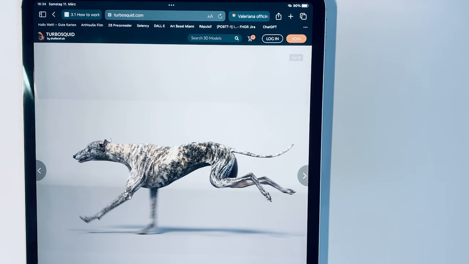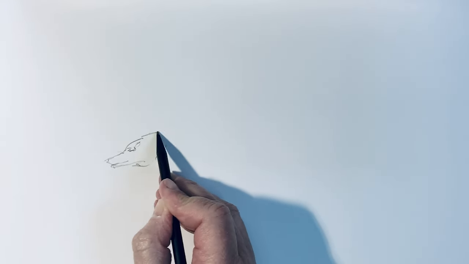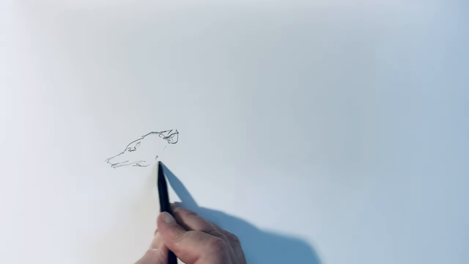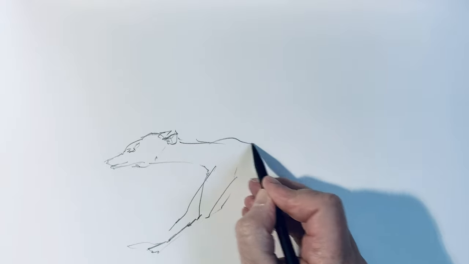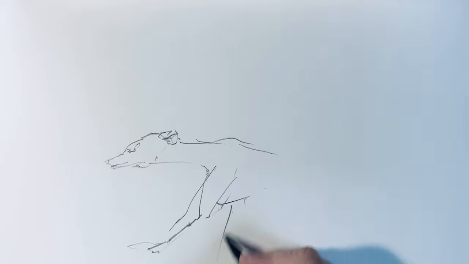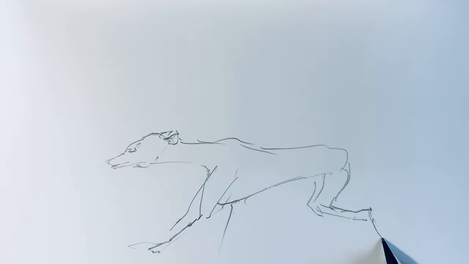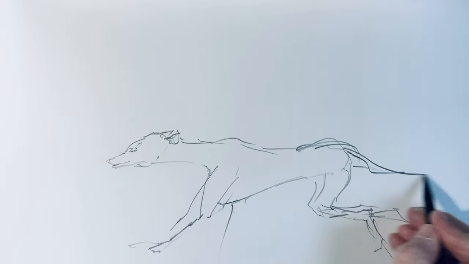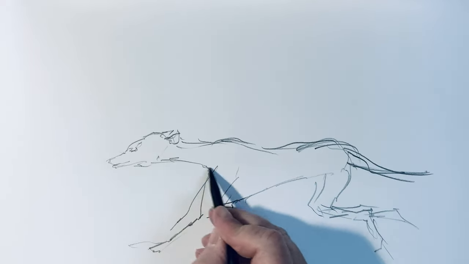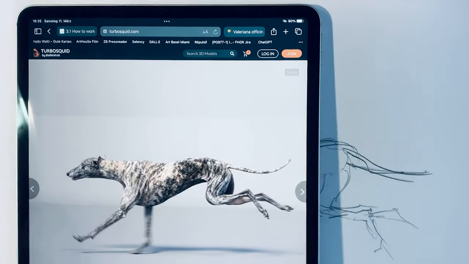This is the dog for the 45 seconds. This is the drawing with 45 seconds.